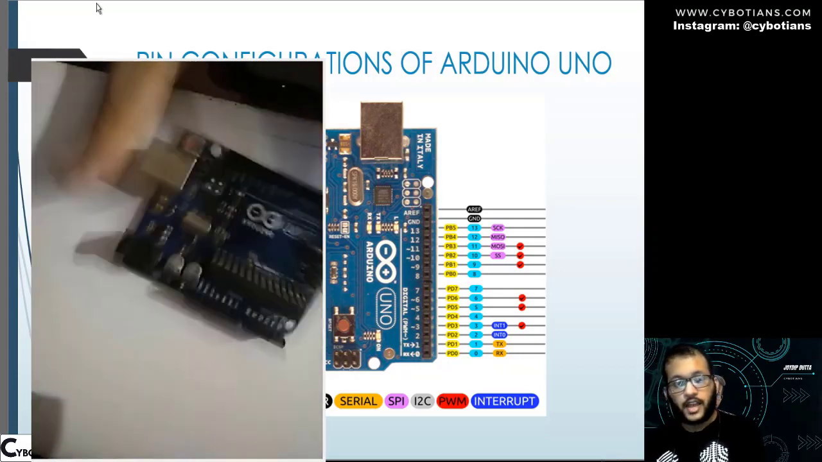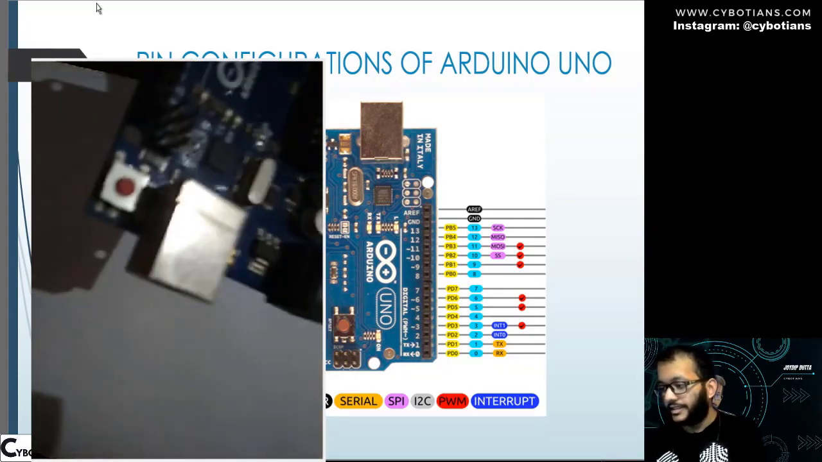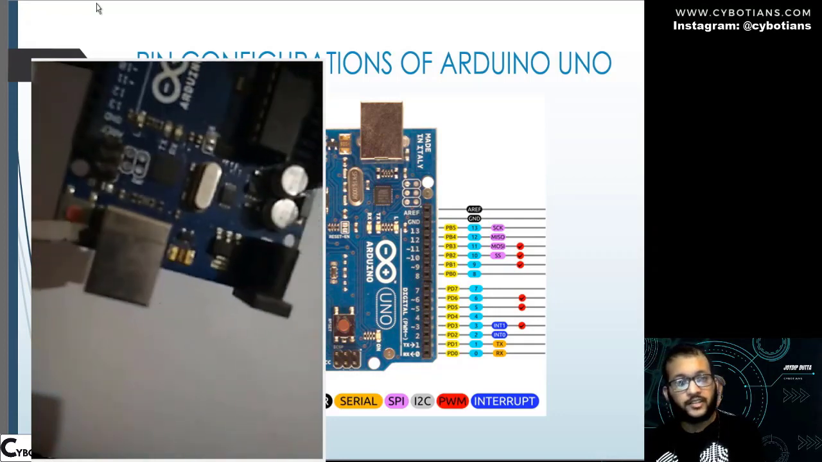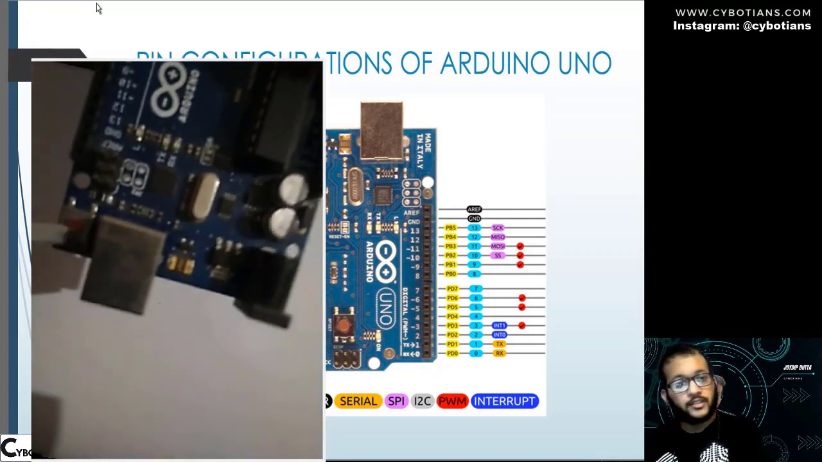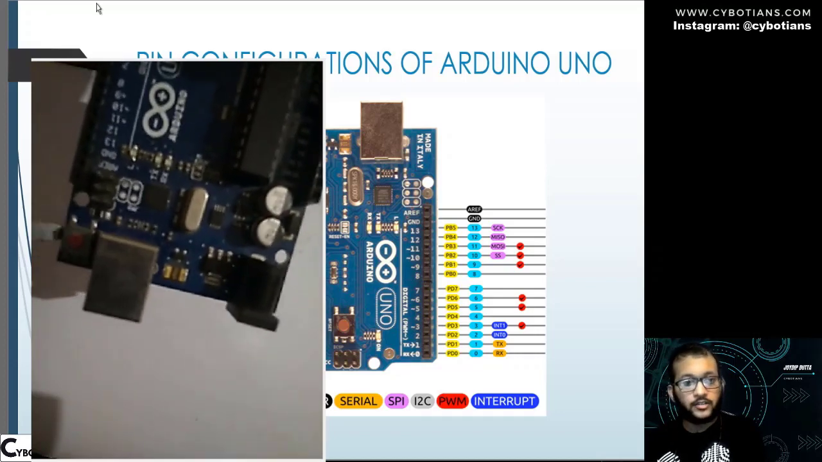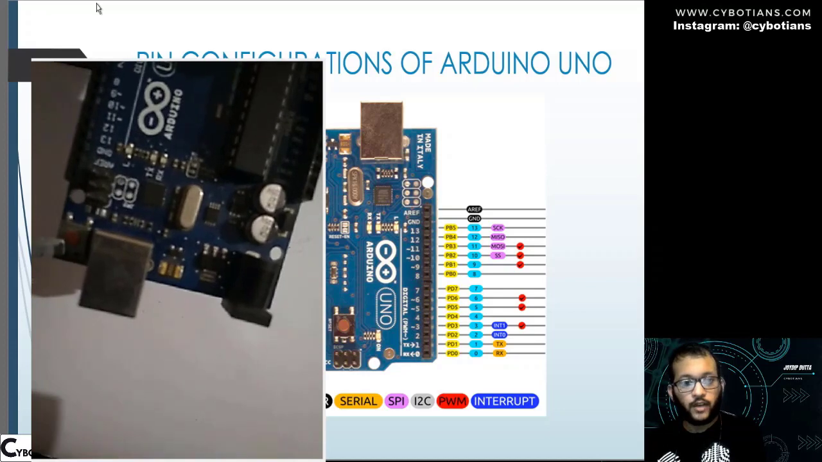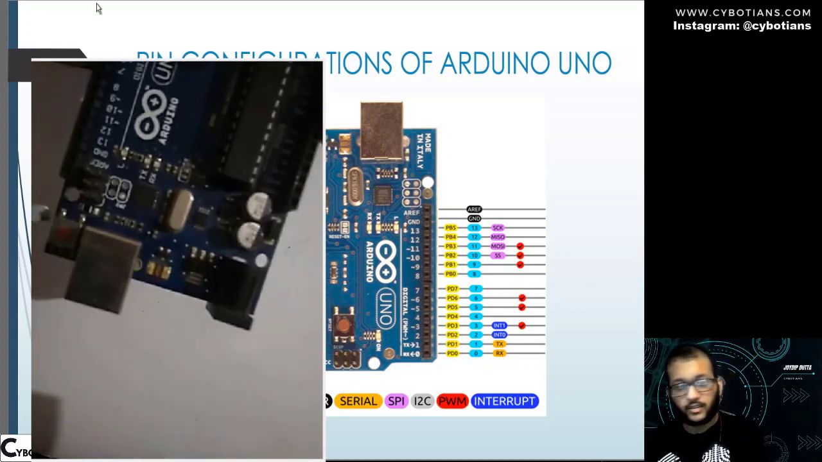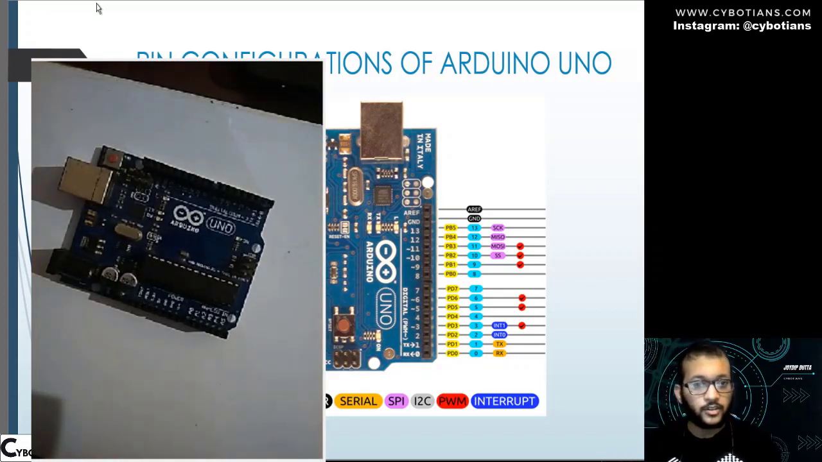Okay, and one thing, this is the reset button. It will allow you to reset your program. That does not mean that it will delete your program. It means that it will allow you to reboot your program. While you are running your program, you can press the reset button to restart it. So this is the entire detail of the Arduino Uno.